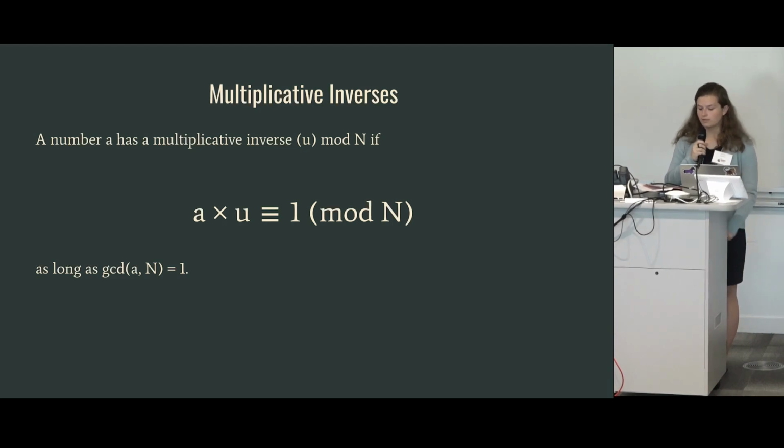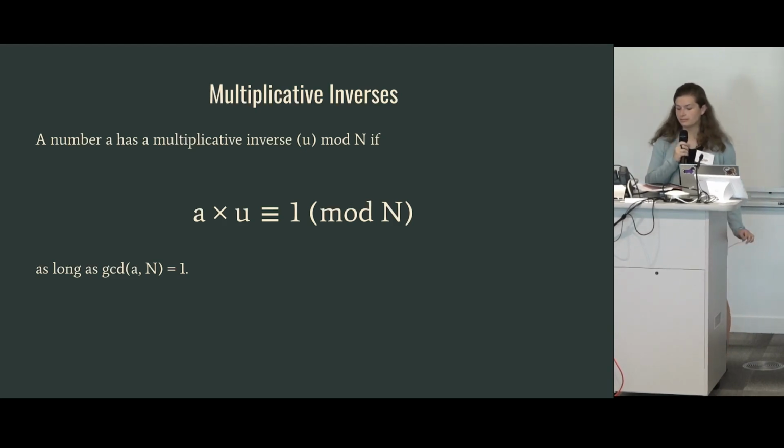Before we dive into Elgamal, we have to learn one more math concept called a multiplicative inverse. Multiplicative inverses are different from normal inverses. A number A's multiplicative inverse in the modular world of some n is U. When A and U are multiplied together, they are congruent to 1 mod n. This also comes with the caveat that the greatest common divisor of A and n has to be 1, and we'll explain why a little later.